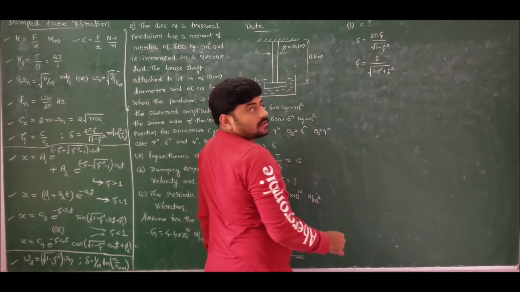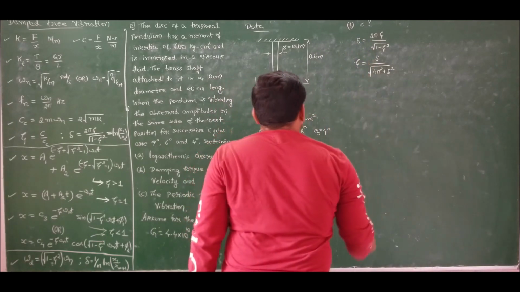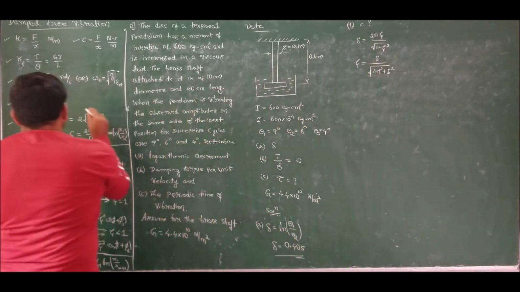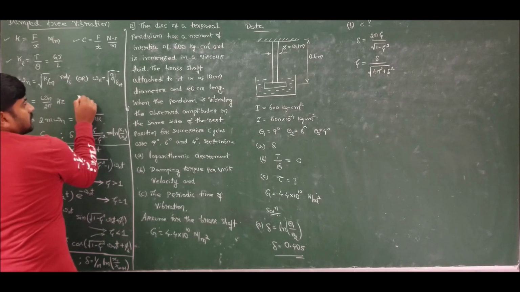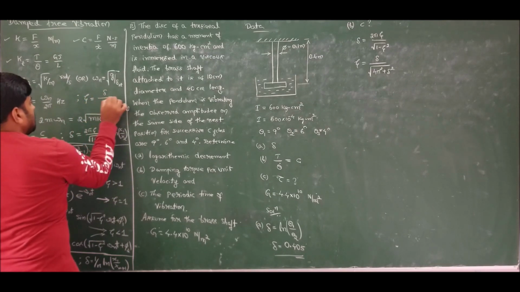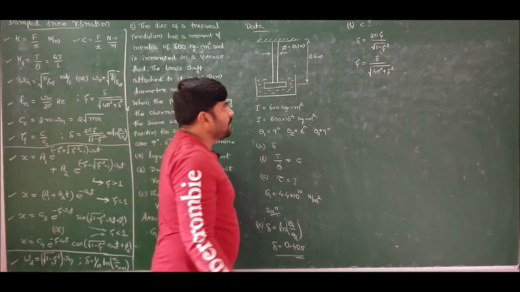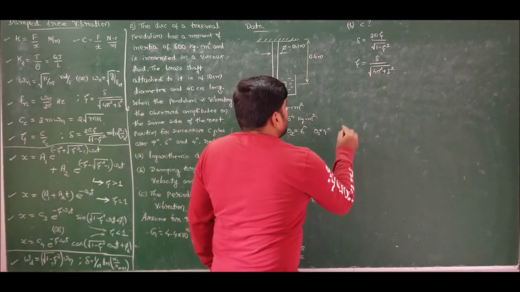This is a simplification. If you square both sides and rearrange, this is what you are going to get. This I have shown in our previous lecture. So let me put it, that is zeta is equal to delta divided by square root of 4 pi square plus delta square, rearranging the terms for zeta. Now I can find the value of zeta, right?